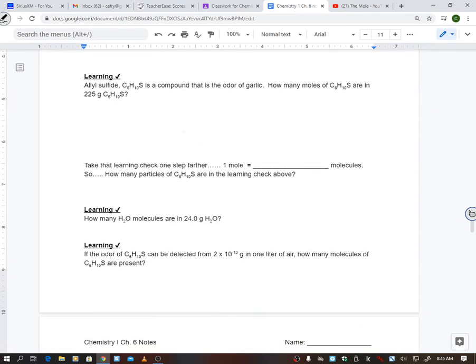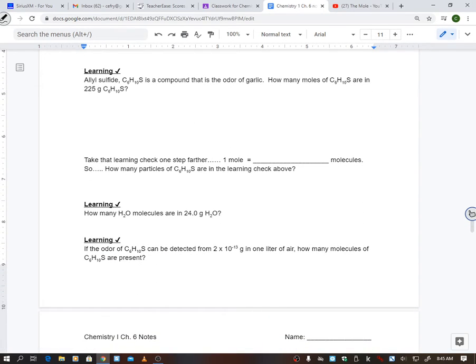All right, so the learning check here: allyl sulfide, which is C6H10S, is a compound that has an odor of garlic. How many moles of C6H10S, so that's what we're looking for, are in 225 grams of C6H10S? So the first thing is always, anytime they give me a mass, I have to figure out what does allyl sulfide weigh?